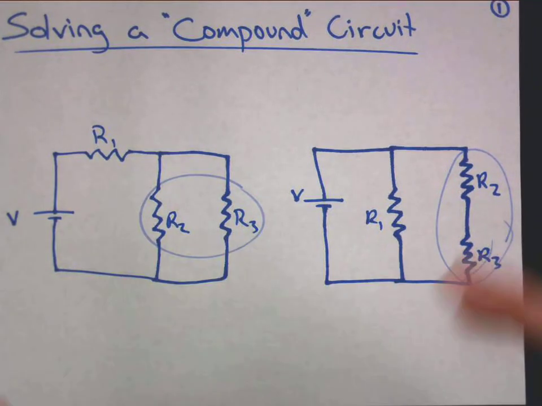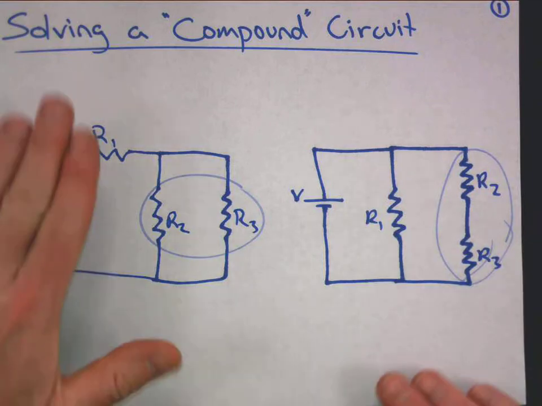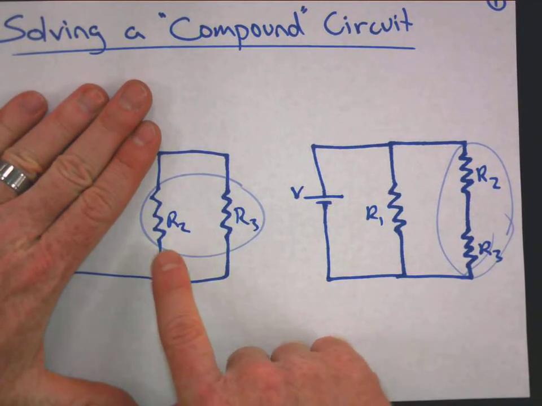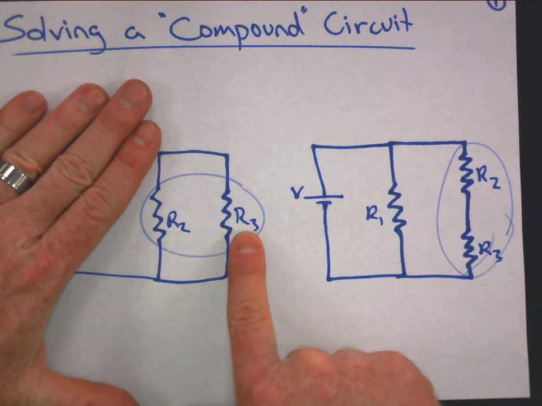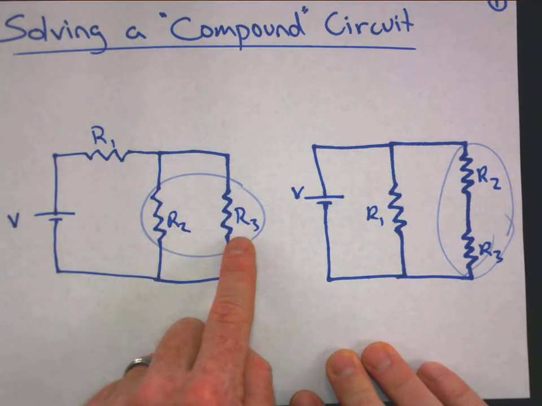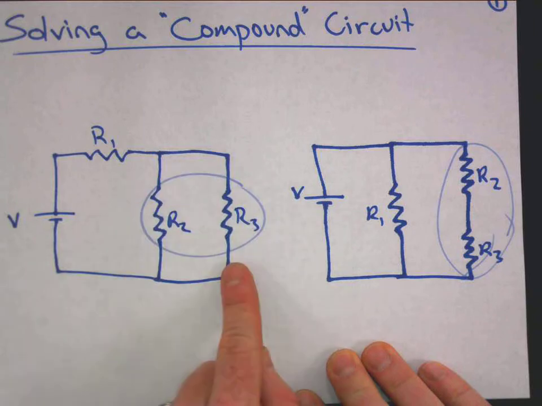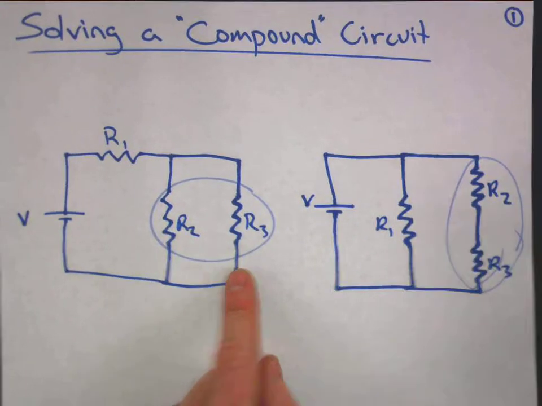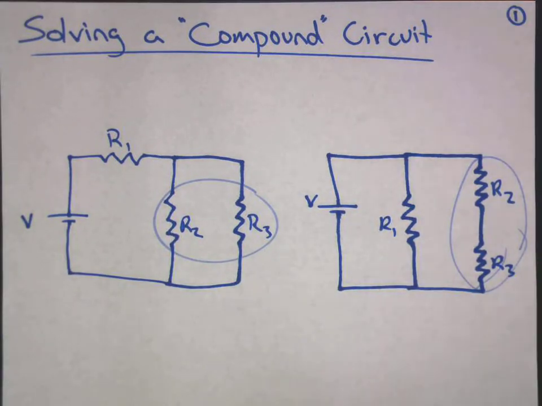But check this out. What if I cover R1? Then are R2 and R3 still in parallel? Well, yes, they are. And if I bring R1 back, are R2 and R3 still easily seen to be parallel? Yes, they are. So here's the deal. That's the tricky part, and it's just about visualizing.